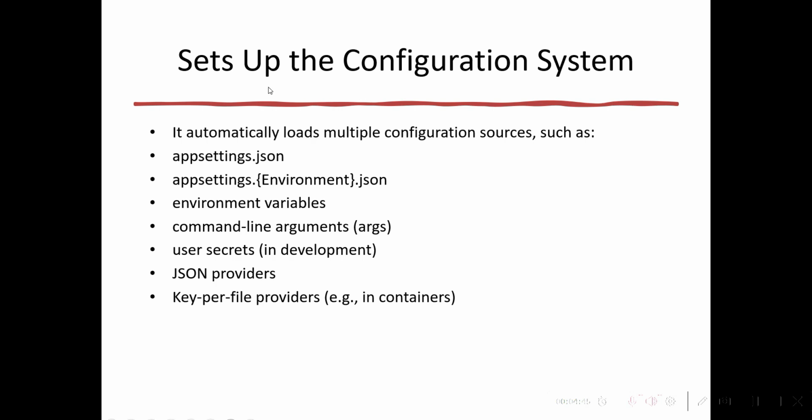Now the second thing is setting up the configuration system, where it automatically loads multiple configuration sources: appsettings.json and appsettings.environment.json. We can manipulate it, like we can create an appsettings for the development environment and a different appsettings for production and staging environments. Environment variables, command line arguments, user secrets, like if we are keeping secrets in AWS Secrets Manager or anywhere, the JSON provider, the file provider, like for the container.